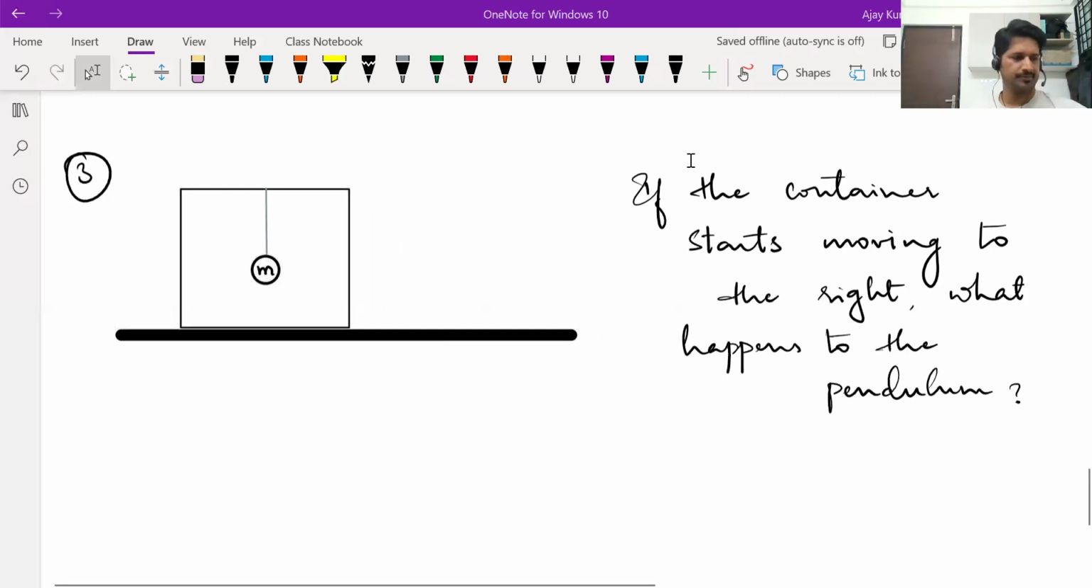Rishi, tell me what could make the bob swing to the left? Which force? Sir, the pseudo force, like the component. Why will you consider pseudo force from the ground reference frame? You should take pseudo force only when you are observing from a non-inertial frame, no? Yes, sir.